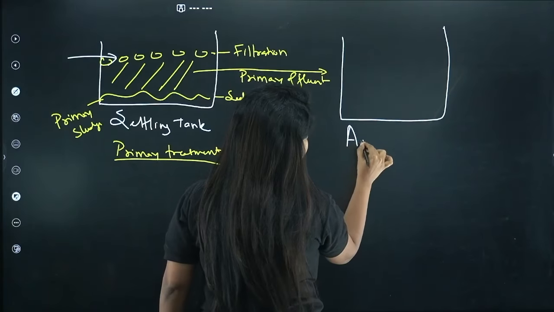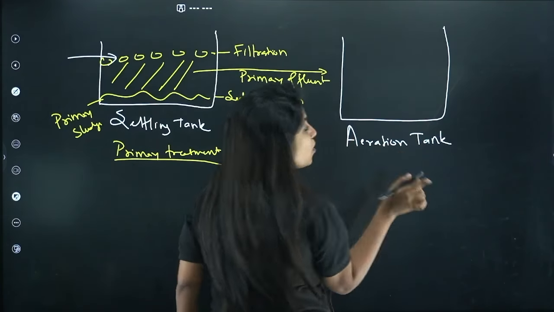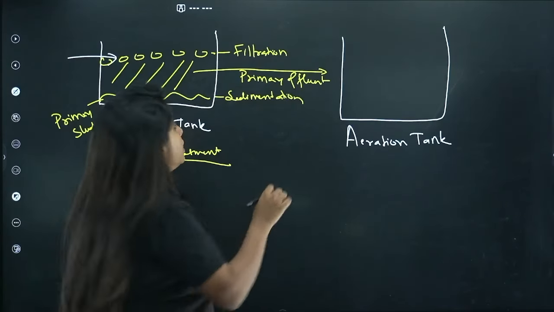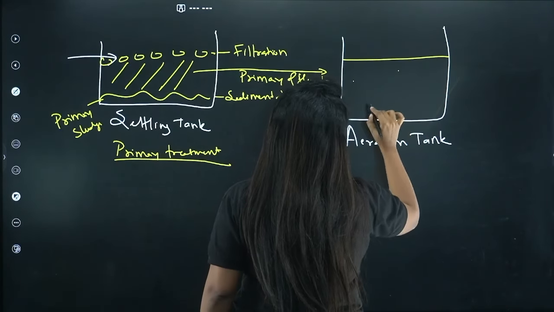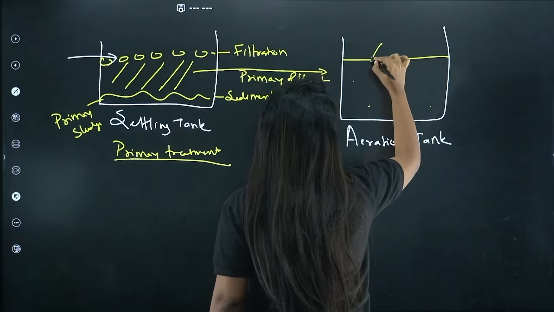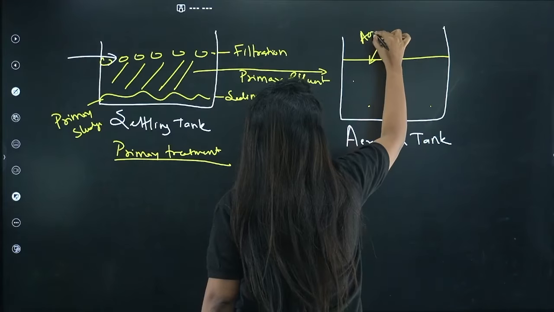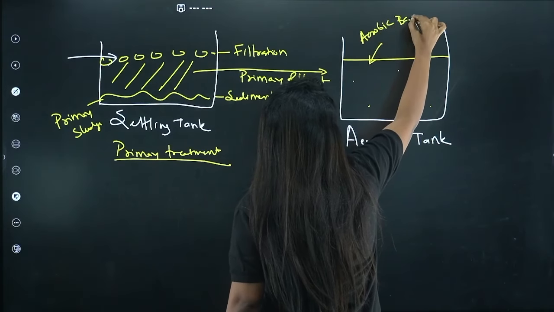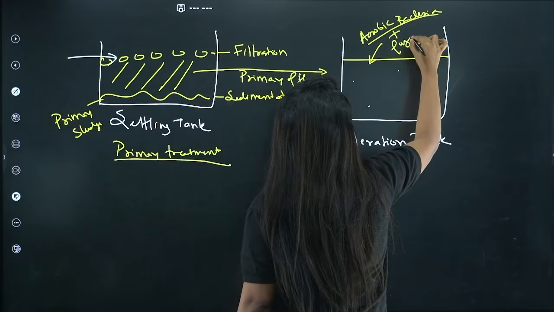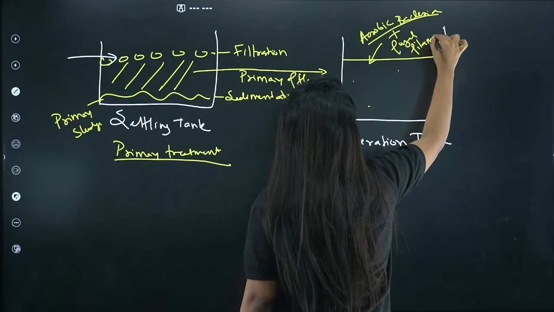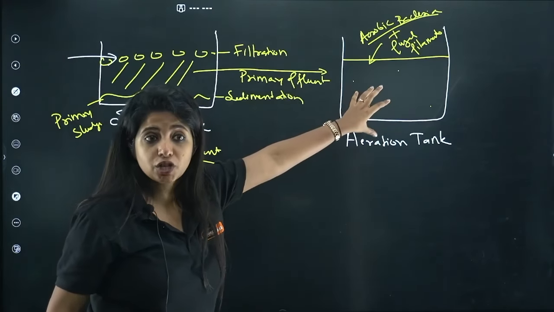This tank is known as the aeration tank. That means here air is there, and air means there is oxygen also. So now the primary effluent is right up over here, and in this primary effluent, I will be adding some aerobic bacteria, as in the ones that require oxygen. Apart from that, there will be some fungal filaments also. So aerobic bacteria plus fungal filaments are there in the aeration tank.